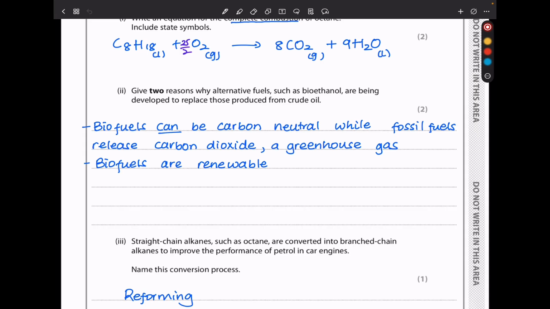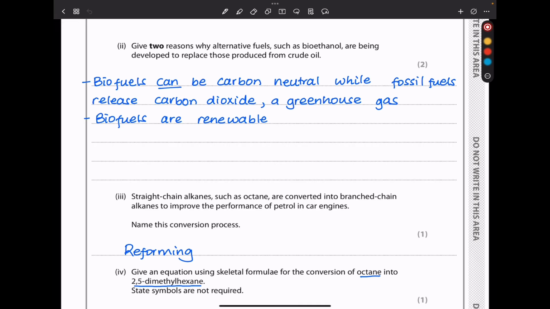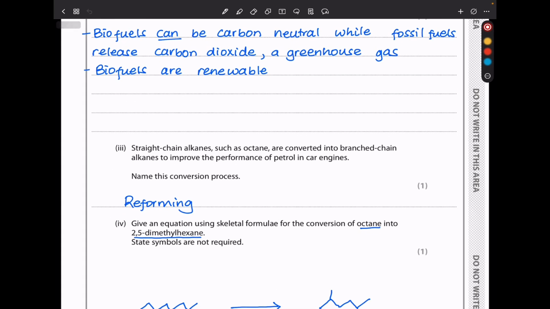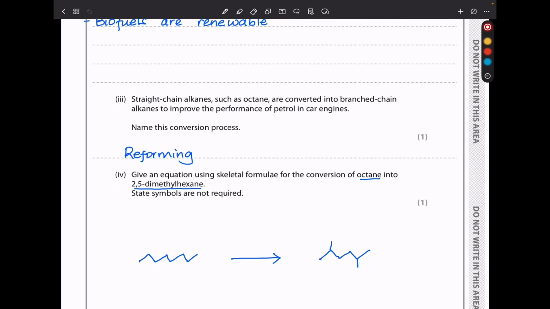Next, they say give 2 reasons why alternative fuels such as bioethanol are being developed to replace those produced from crude oil. Of course, they're going to be closer to carbon neutral. Also, biofuels are renewable, meaning we can grow the plants that are used to produce the biofuel continuously without worrying that depletion will occur or they will get finished from their reserves. Next, they say straight chain alkanes such as octane are converted into branch chain alkanes to improve the performance of petrol in car engines. Name this conversion process. The process is called reforming.